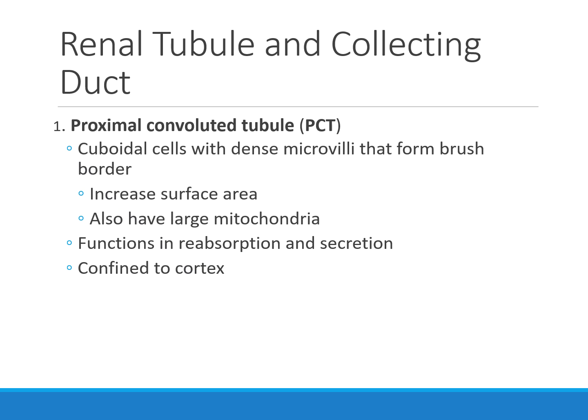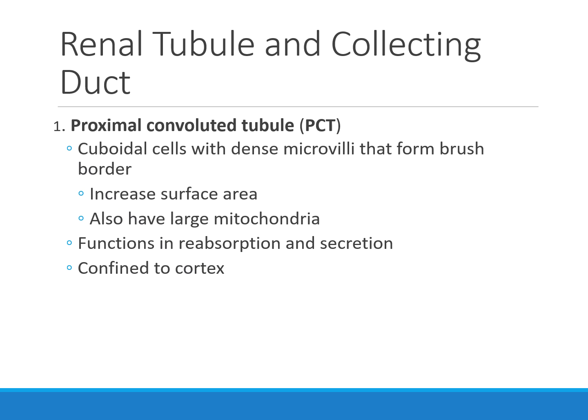So let's talk about your proximal convoluted tubule first. These are cuboidal cells with dense microvilli that form a brush border. This is going to increase the surface area in this portion of the nephron, and it also has lots of large mitochondria. This particular portion is all about reabsorption and secretion. This is confined to the cortical region of the kidney.